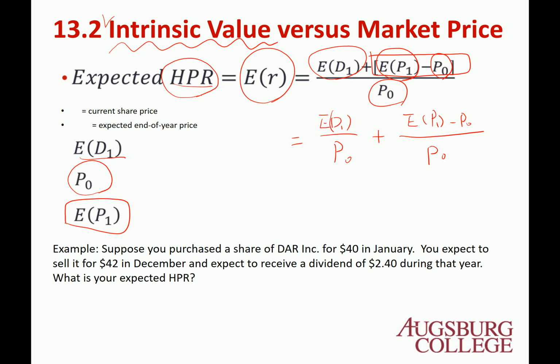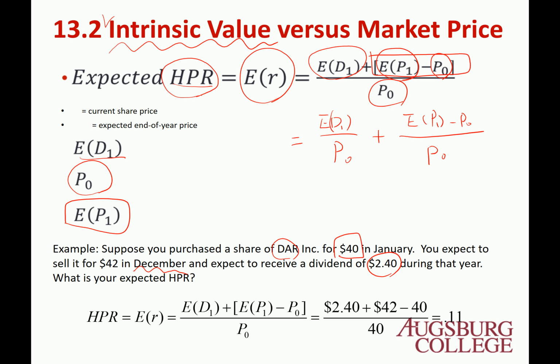Okay. So suppose you purchase a share of this company for $40 in January. You expect to sell it for $42 in December. You expect to receive a dividend of $2.40 during that year. What is the expected HPR? When you calculate this, it is pretty simple. Just plug the numbers into the formula here. So expected dividend $2.40, expected price $42, and the current price $40, and divided by 40 will be 11%.